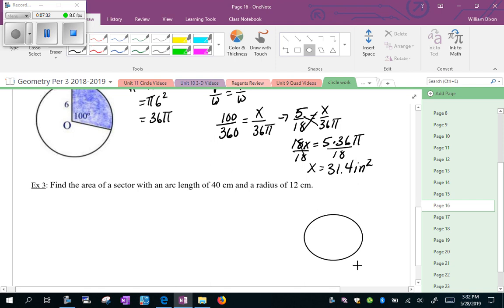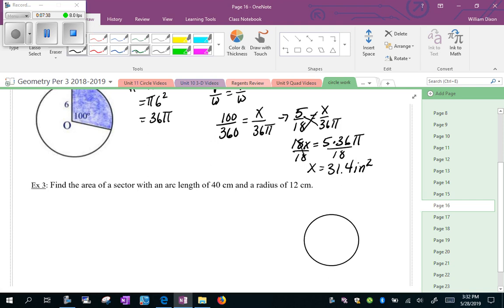Come on, circle. All right, I have my circle there. All right, and then draw my angle. I have a radius of 12 centimeters. And my arc length, which is here, is 40 centimeters. Now, as I just showed you, I'm comparing that to the circumference of the circle.